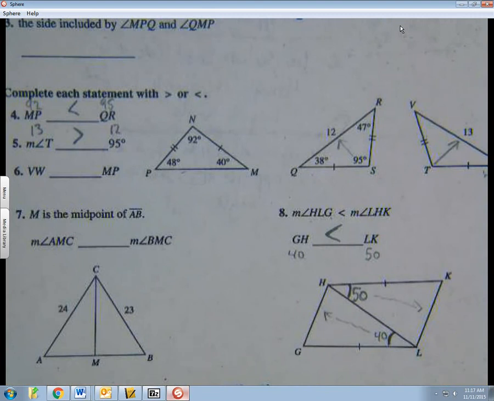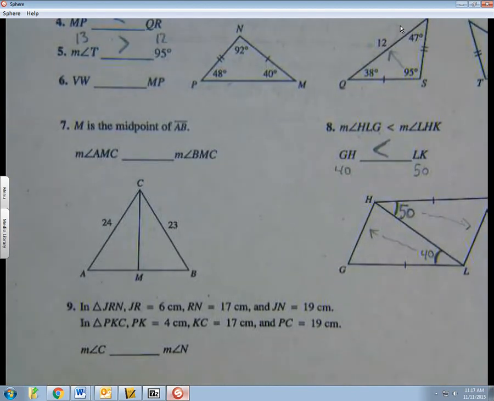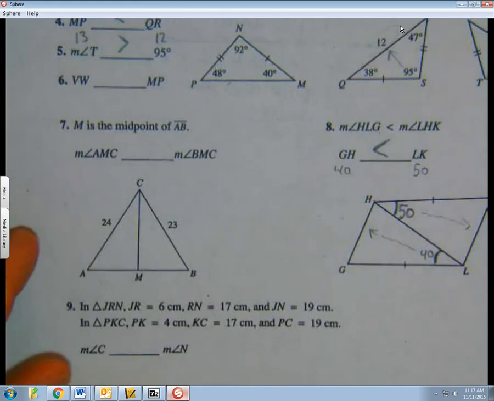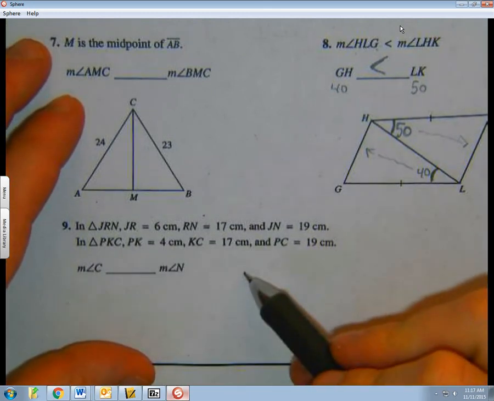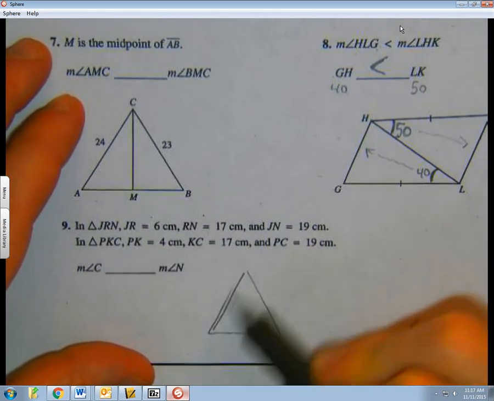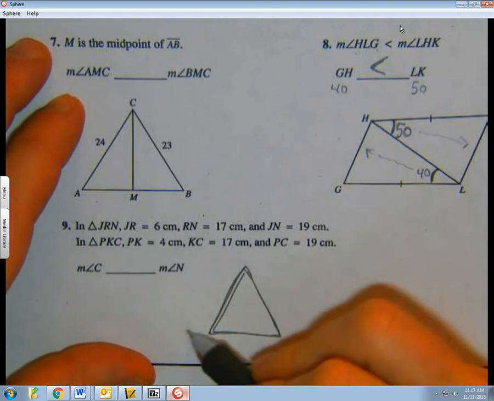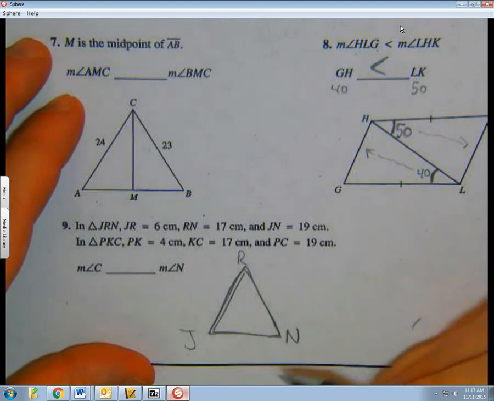Okay, last one, we'll draw it out and we'll move forward from there. Okay, I'm going to draw this one. Good habit to get into. We've been talking about it. JRN. It doesn't matter how long the sides are.